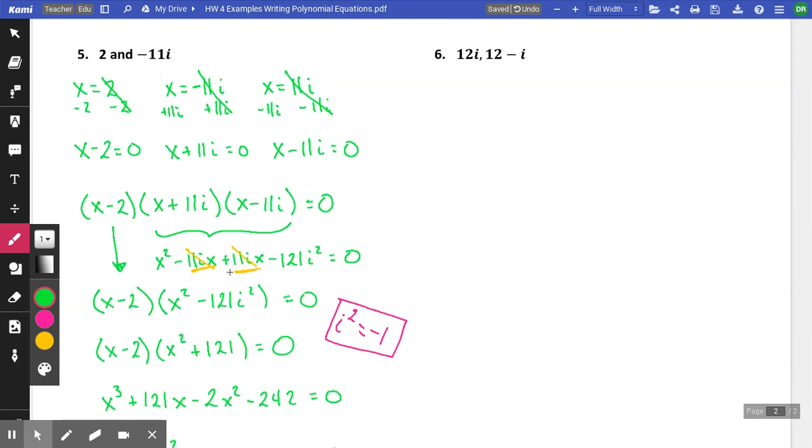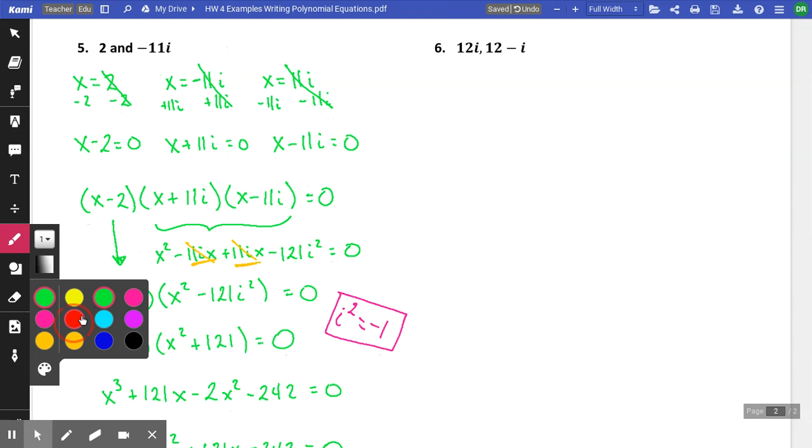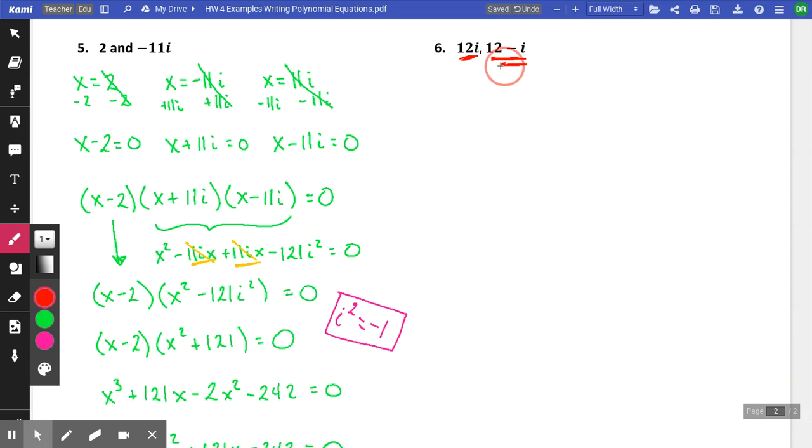Okay, last case here. We have solutions of positive 12i and 12 minus i, and these are two very different solutions, right? This is just a one-term solution, and this is a two-term solution. Okay, so let's keep track that these are actually different from each other. So let's go ahead and start with this. We have x equals 12i, and anytime we have imaginary answers, we know it's a guarantee that you will have both the positive and the negative. So I can automatically put that negative 12i should be a solution.